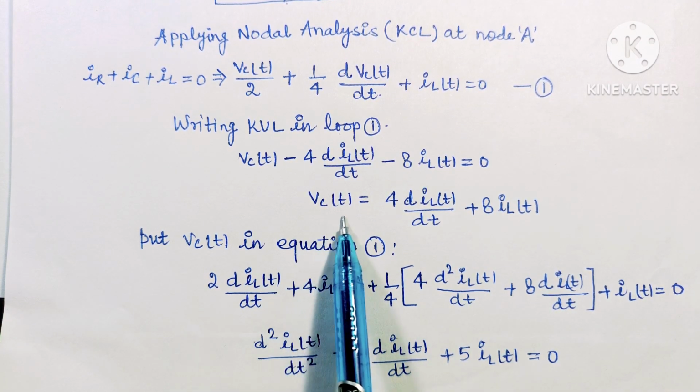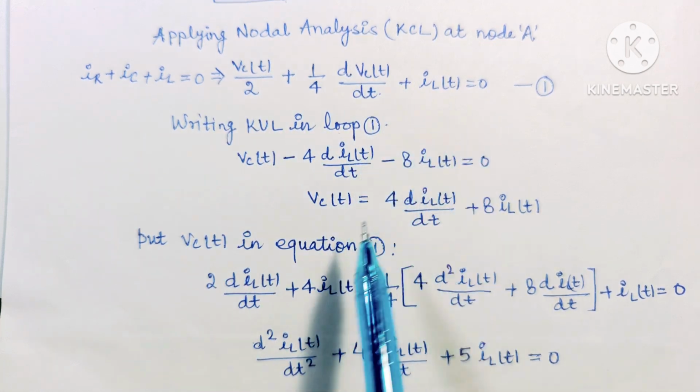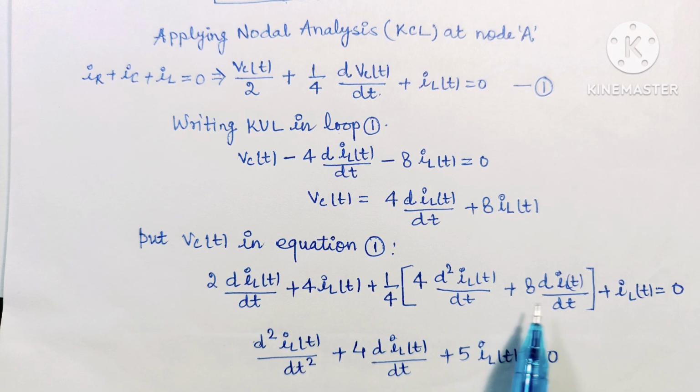Now we will put this value of VCT in this equation, then this whole equation will be in the form of ILT. So we have put the value of VCT here and solved these equations, then it will become d square ILT by dt square plus 4 dILT by dt plus 5 ILT, that will be equal to 0. Now we have calculated the differential equation in the form of ILT.